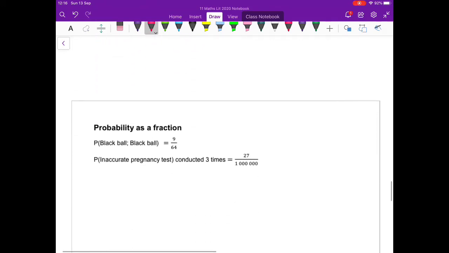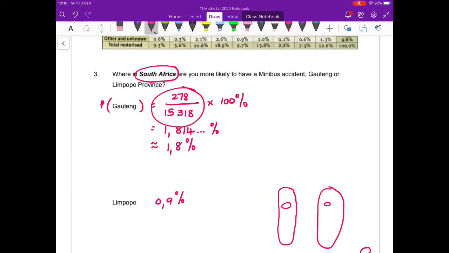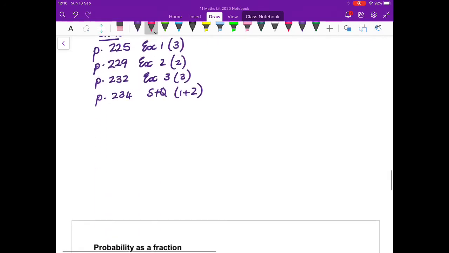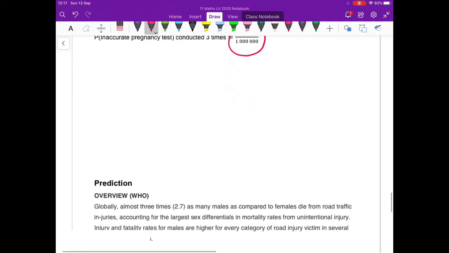The last aspect that we want to have a look at is the probability as a fraction. Well, that would have been your value. So, for example, here, it is your value before you convert it to a percentage. Where we had the scenario with the balls in the bag that Paul was drawing from, black ball, he could have gotten 9 out of 64. The pregnancy test, an inaccurate pregnancy test, is 27 out of 1,000,000. So it's a chance, 27 out of 1,000,000, which is very, very slim.